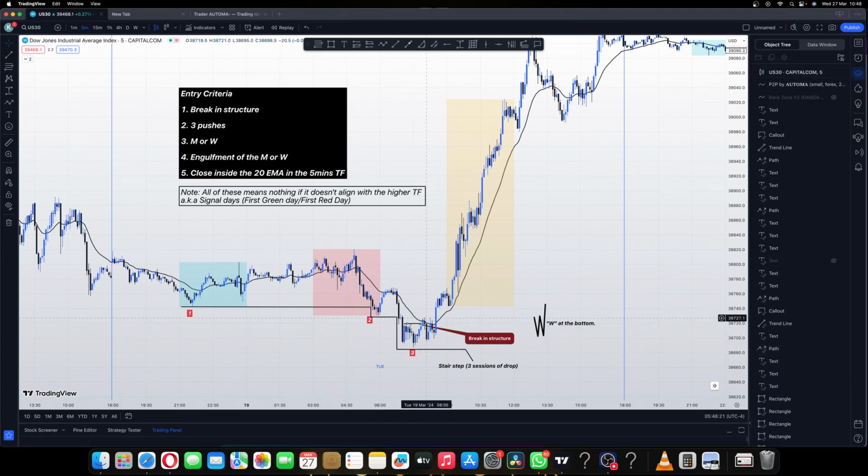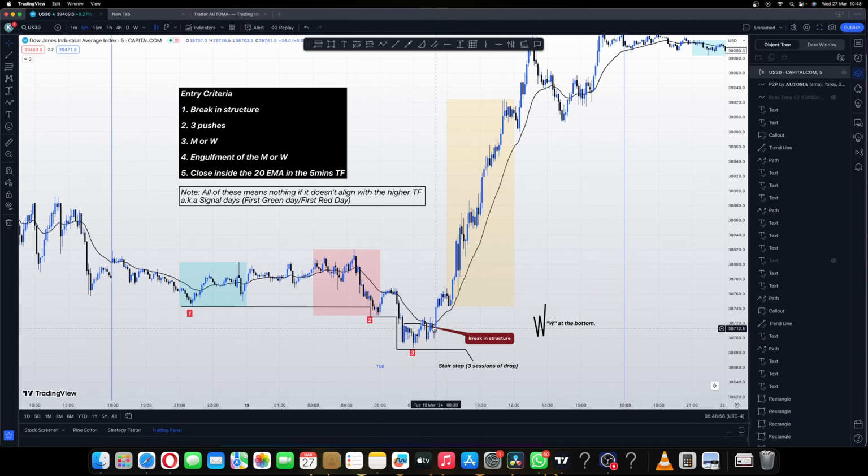Off of this should be a break in structure. It would have been better to do this in the 1 minute, but people say 1 minute is too choppy, so I'm leaving it in the 5 minutes, and 5 minutes is very conservative. Coming off of the 3 sessions of drop or stair step, break in structure. In the 1 minute it's clearer, but break in structure is already a signal telling us that, yo, we are ready to go back up, we are ready to go in the direction of the trade.